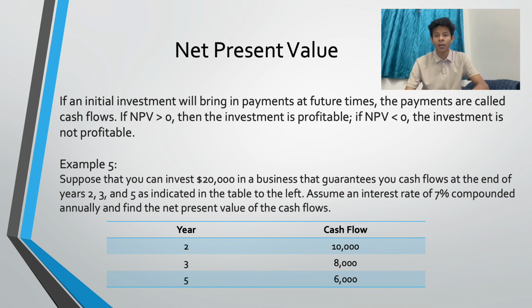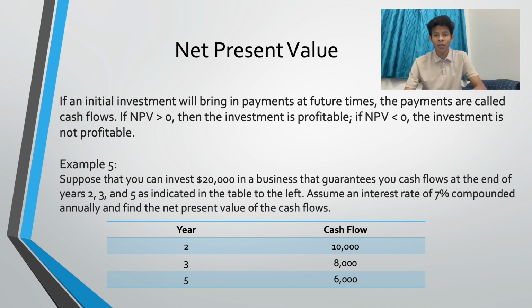Next slide, net present value. If an initial investment will bring in payments at future times, the payments are called cash flow. If the net present value is greater than 0, then the investment is profitable. If net present value is less than 0, the investment is not profitable.